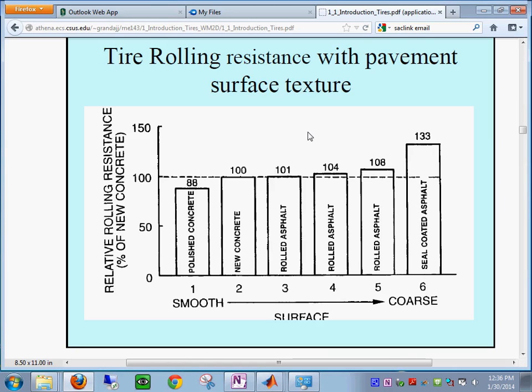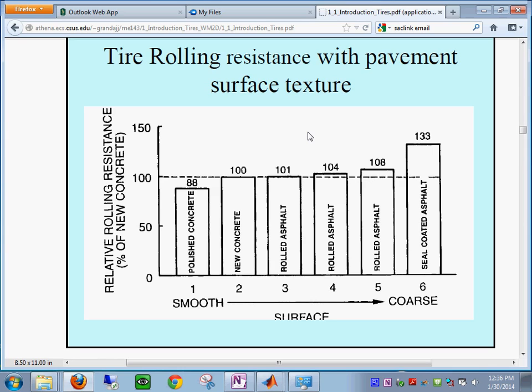So I was just saying that we have in here the study of how the surface influences the rolling resistance. The better the surface, the lower the coefficient of rolling resistance. And think about a principle that is used, in case of an emergency, based on this rolling resistance coefficient.